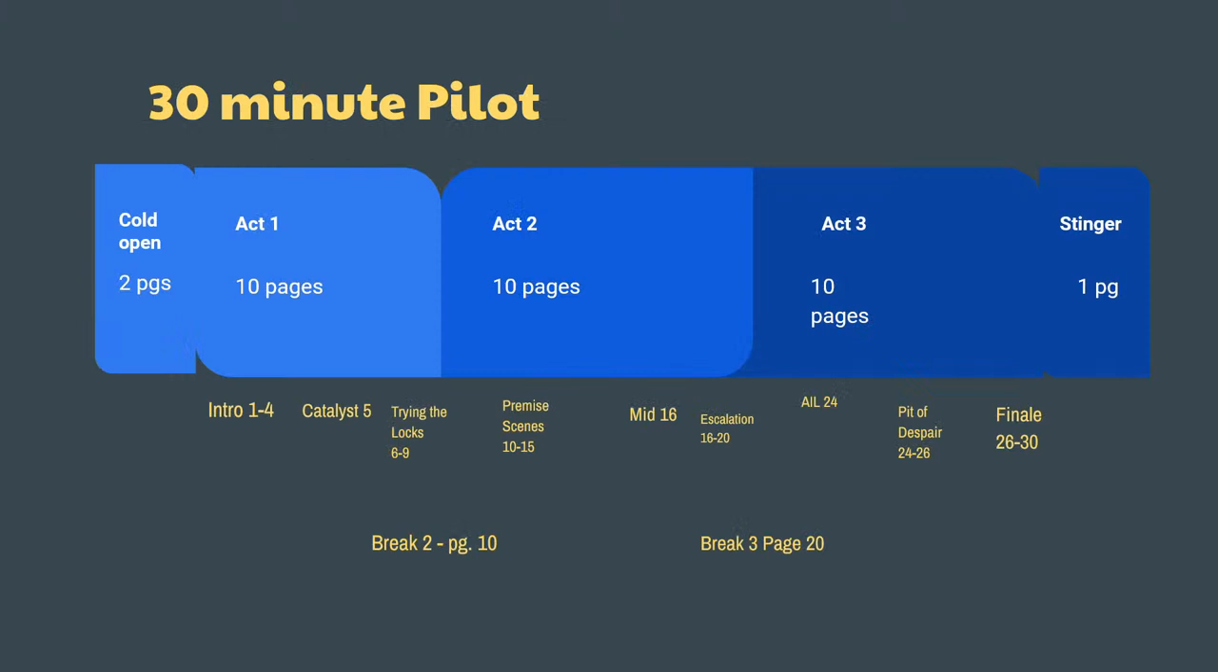So let's look at the structure for a half hour pilot first. And these are going to be page numbers that you're seeing here. So we'll start with the cold open at 2 pages. Cold open, just a quick explanation of that. That's what we see before the opening credits. Often it is going to be introducing the main problem of the episode.